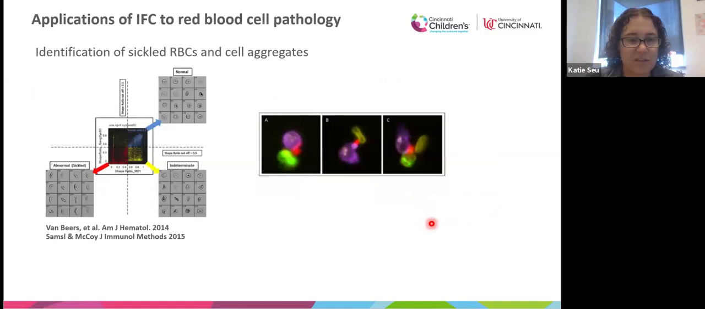Other applications I just wanted to include, in case you're interested in working with peripheral blood, are attempts to use imaging flow cytometry to identify sickled red blood cells, as well as pathological cell aggregates as a result of the stickiness of red blood cells in sickle cell anemia. There are some references here if that's something you're interested in learning more about.